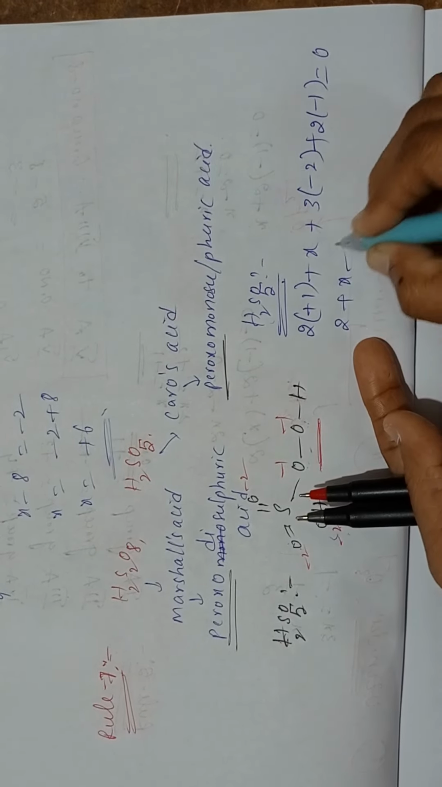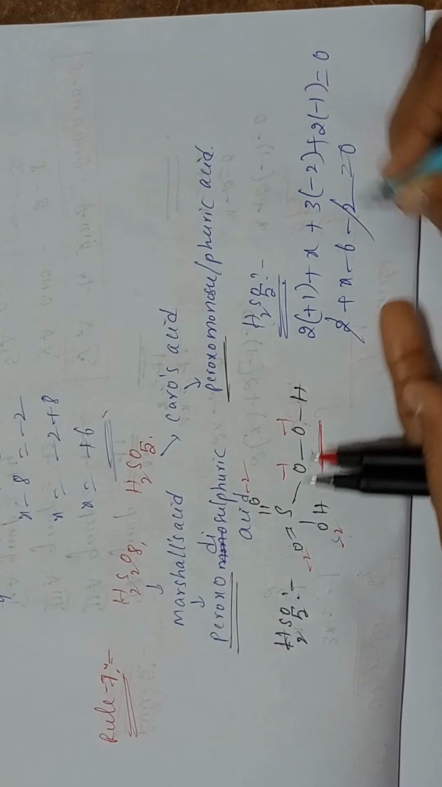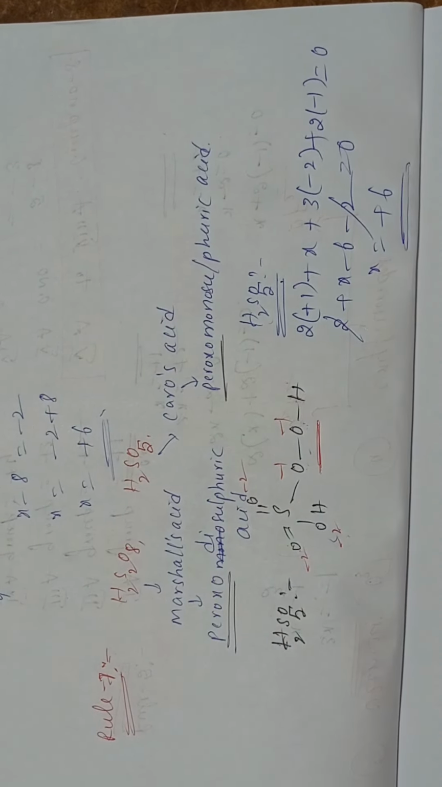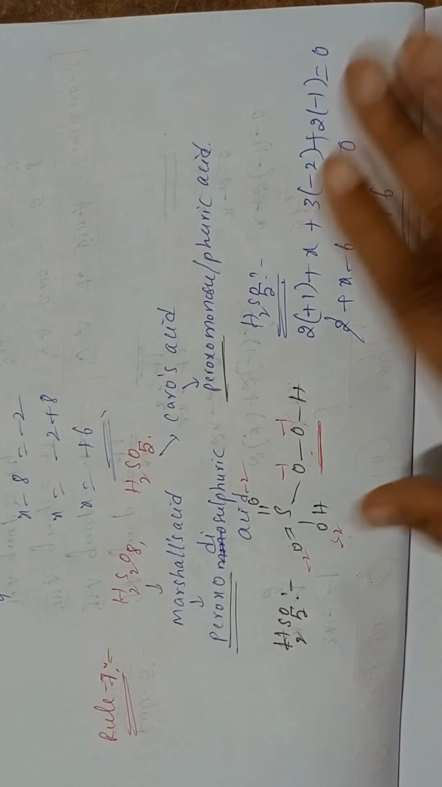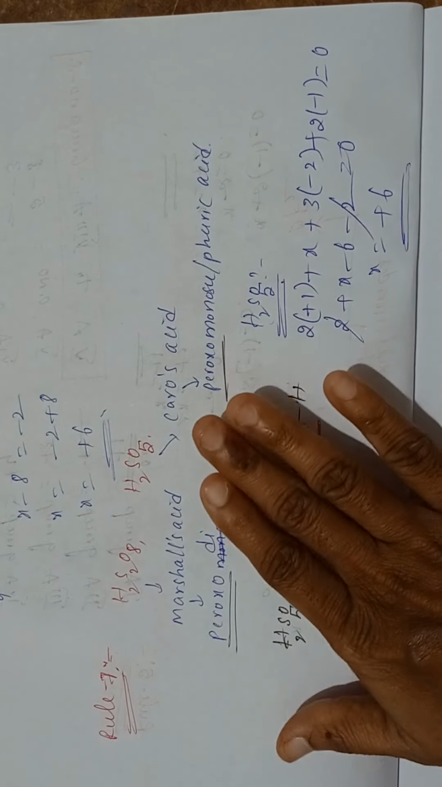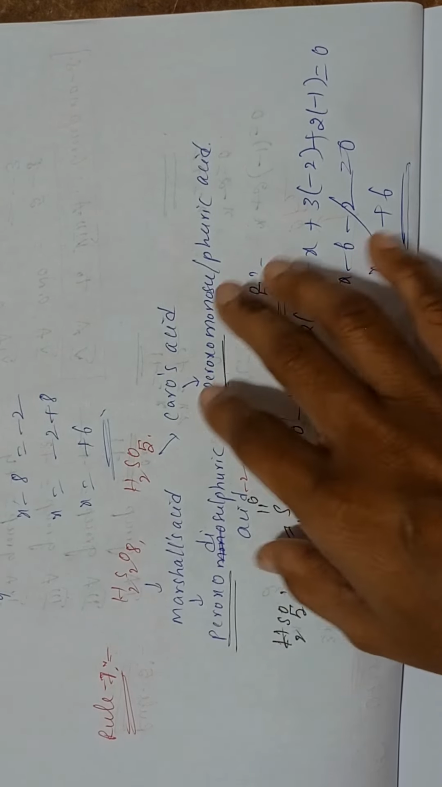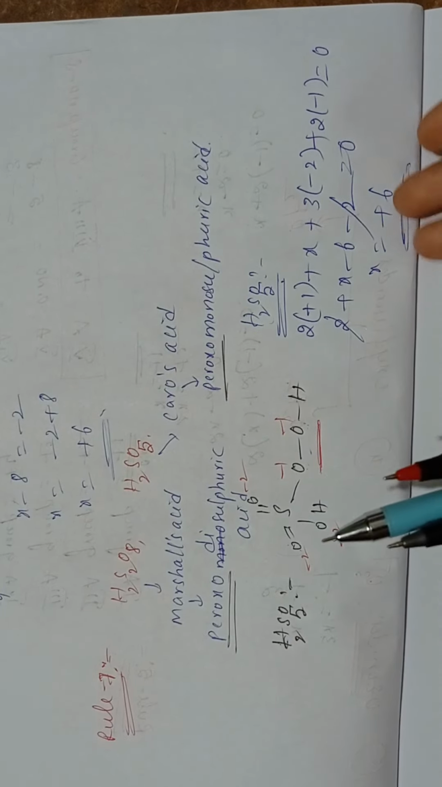Now 2 plus x minus 6 minus 2, this one cancels. x is equal to +6 oxidation number. Are you clear? So in this peroxy linkage, this is the special case, students. Peroxy bond is there, so the oxidation number is different.